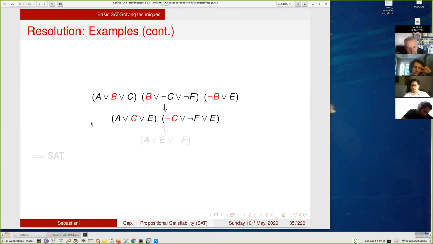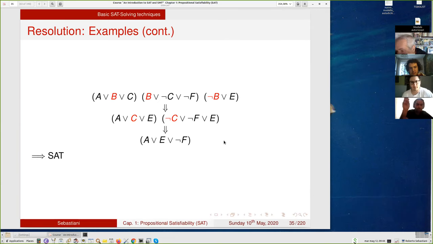At the end, you have a set of clauses without B. So you have eliminated variable B. Now you still have a resolvent, which is variable C, which you can resolve, and then substitute those clauses with the result, which is A or E or not F. But now you cannot do anything more because you don't have any more possibility of resolving anything. So you haven't inferred the false clause, and you can conclude that the formula is satisfiable.